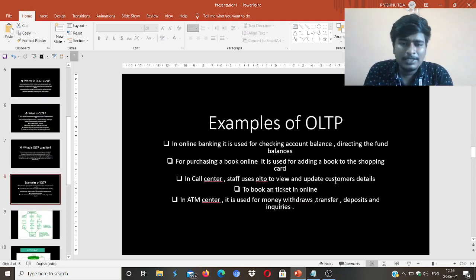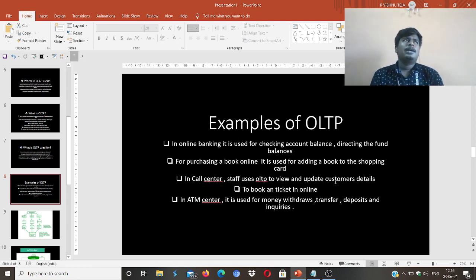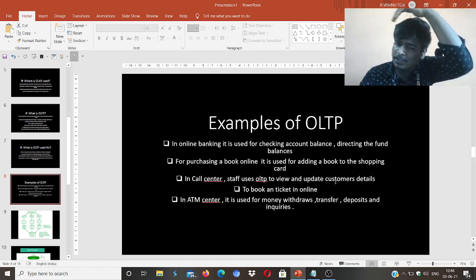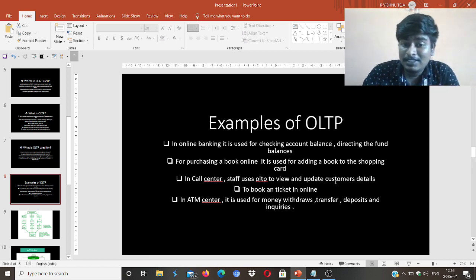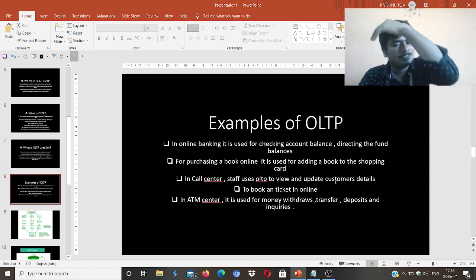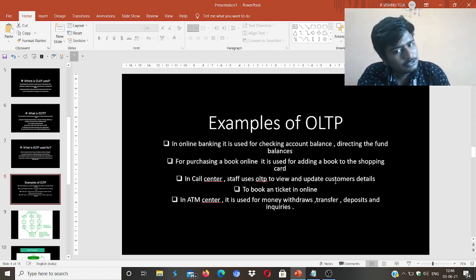Examples of OLTP. In online banking, it is used for checking account balance and transferring fund balances. For purchasing a book, it is used for adding a book to the shopping cart. In a call center, staff use OLTP to view and update customer details. In ATM centers, it is used for money withdrawals, transfers, deposits, and inquiries.